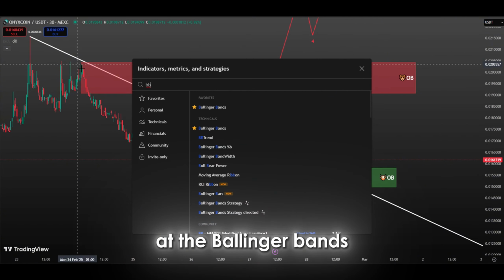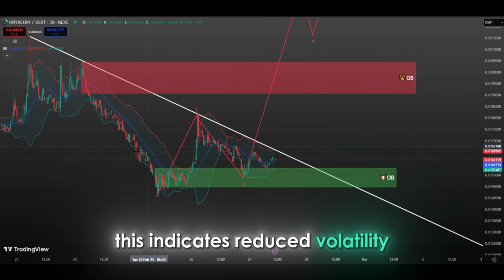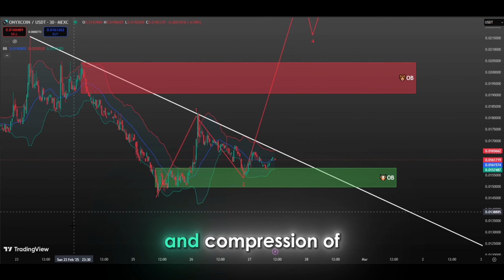When we look at the Bollinger bands, we see that the bands are narrowing significantly. This indicates reduced volatility and compression of price action.